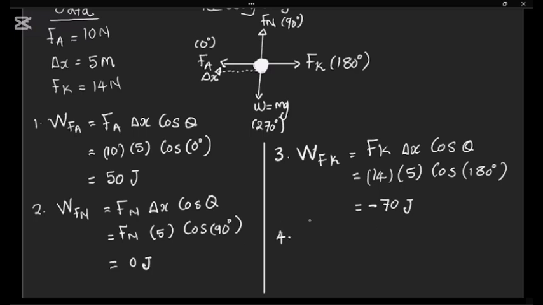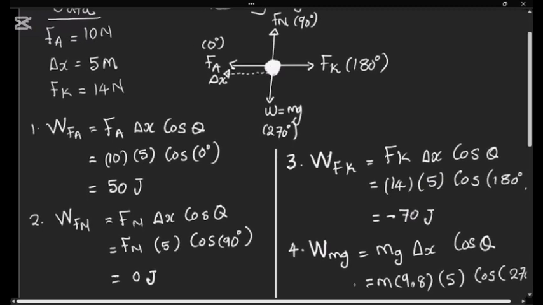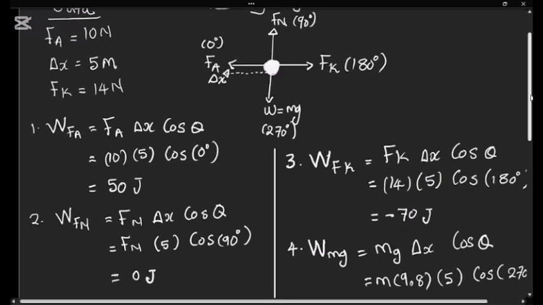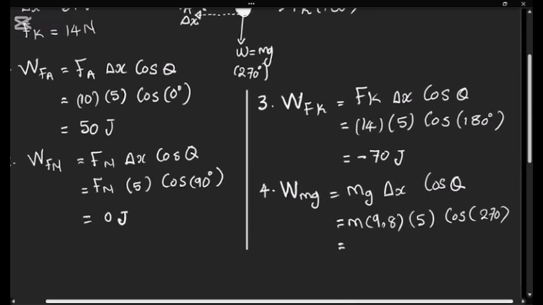Then we move to number 4, work done by weight or work done by mg. It will be equal to mg delta x cos of theta. What is the value of m? You are not given, you plug in your m. What is the value of g? It is 9.8. Then your change in x, you are given as 5, cos of 270. According to trigonometry, cos of 270 is the same as cos of 90. It just gives you 0. So anything multiplied by 0, at the end it will give you a work of 0. You put your unit, joules.